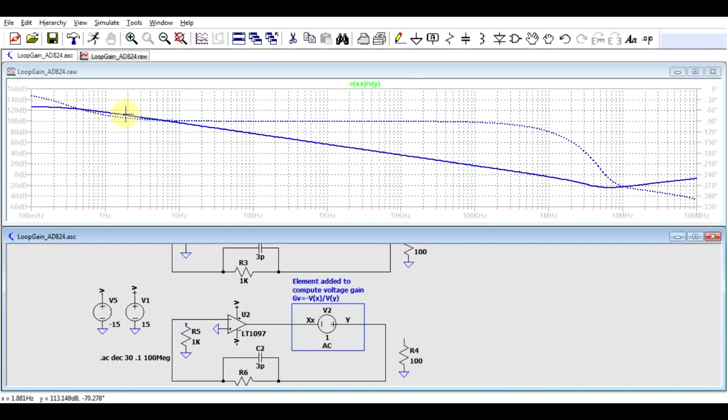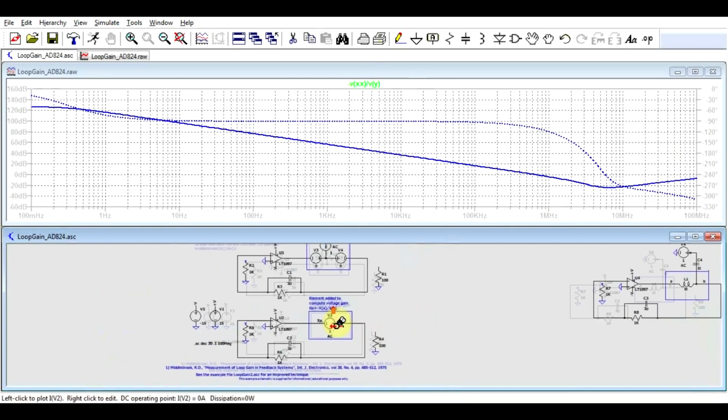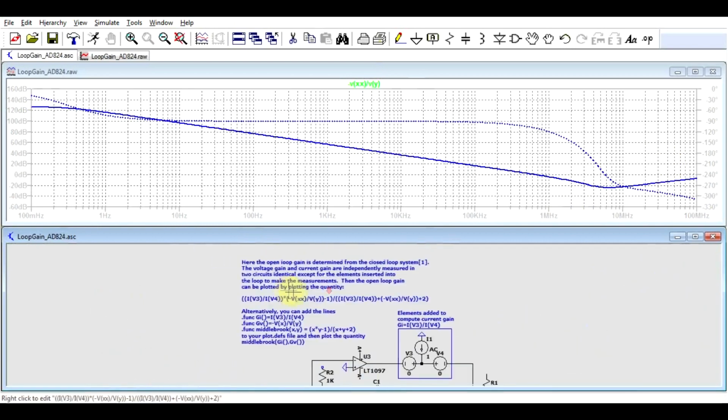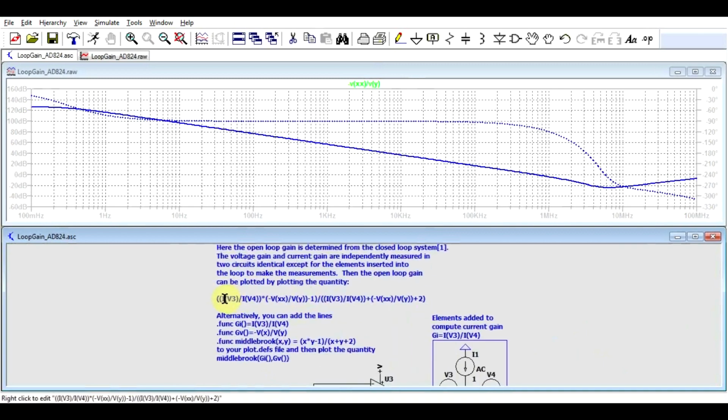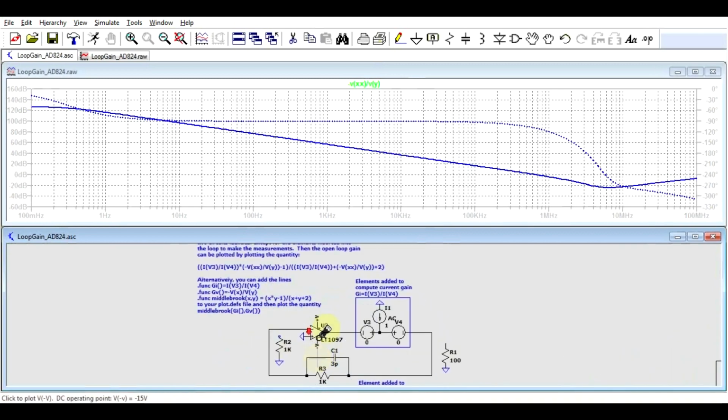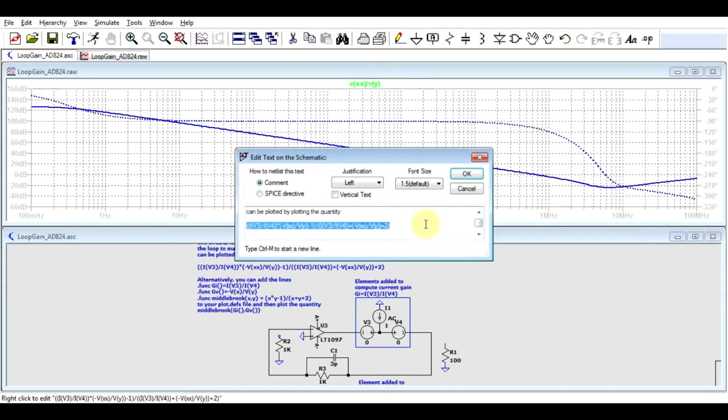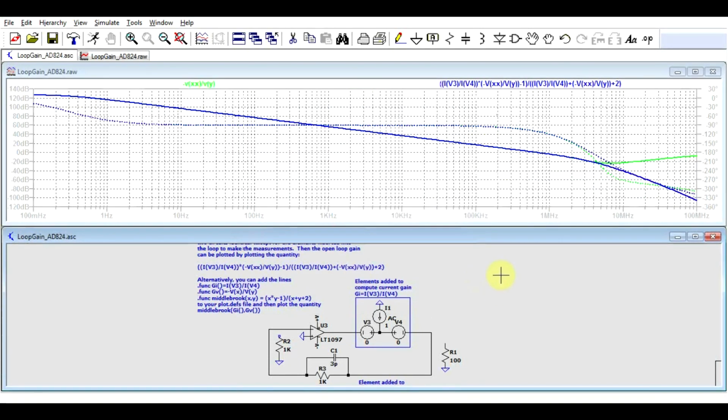We get a nice response, we can see the gain slowly decreasing, but we get a bit of a problem. At one point, the gain starts to increase back up. And this is not something normal, so this is not something that happens in real life. But if we go back to the example, LTspice actually tells us that to measure the gain of this circuit, you need to take this massive formula into account. Now if we plot this formula, then we get something a bit more realistic.